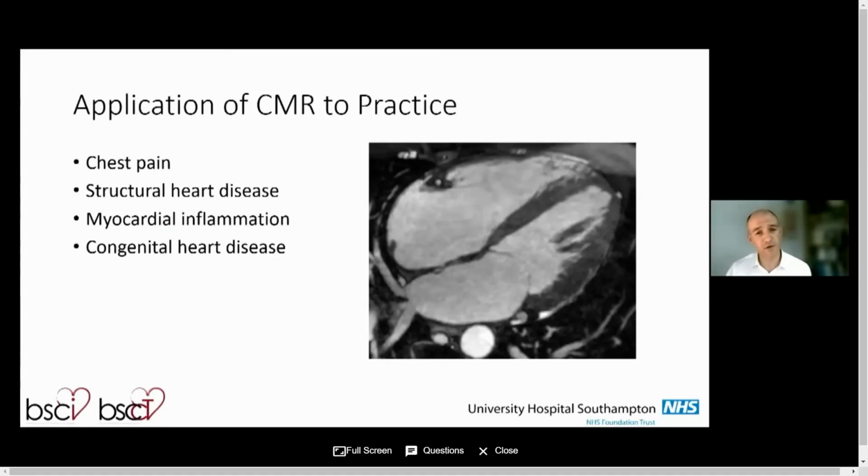And that's 1, looking at chest pain imaging, then looking at structural heart disease, talking a little bit about myocardial inflammation, which has been very topical in view of the recent pandemic, and also just touching, but only, I'm afraid, a small touch on congenital heart diseases. That is an area of interest of mine as well.